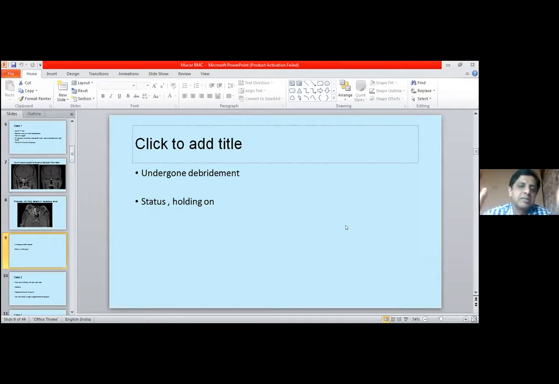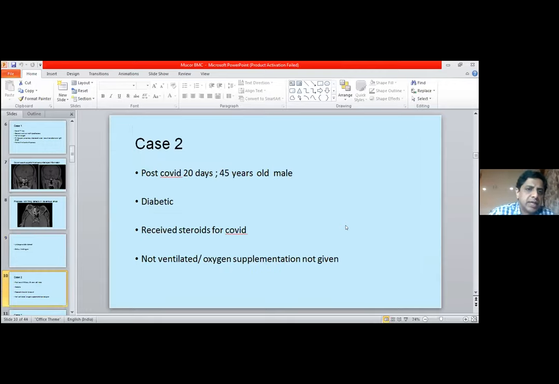For the cavernous sinus thrombosis, we cannot do anything. It is just the antifungals which have to be taken, and they have to heal it. Now, this is another case. This is post-COVID 20 days. He was a 45-year-old diabetic. He had received steroids for the COVID.